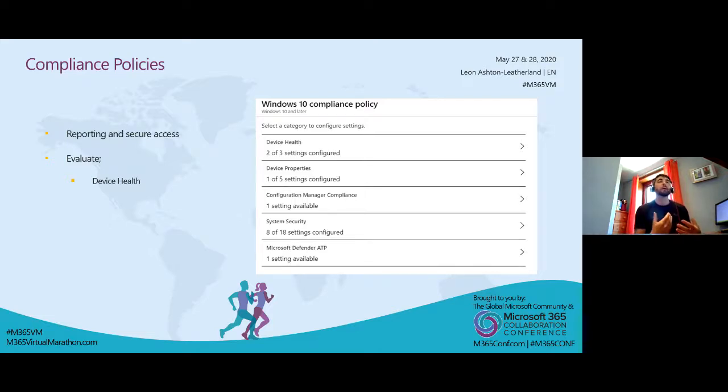For example, things like is secure boot enabled on the device? Various device property components you can monitor for. So set a minimum and/or maximum version of the OS, for example. And you can also evaluate for config manager compliance as well in our co-managed scenario, as I discussed earlier on. You can also evaluate for system security, so password, Microsoft Defender, etc. And finally, Defender ATP, so to set the risk score to be at a specific score on that compliance policy.